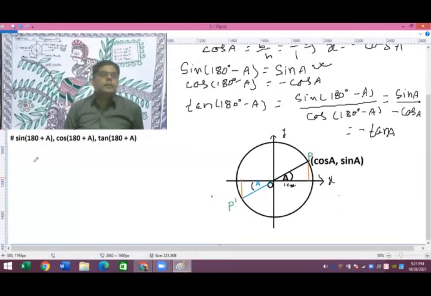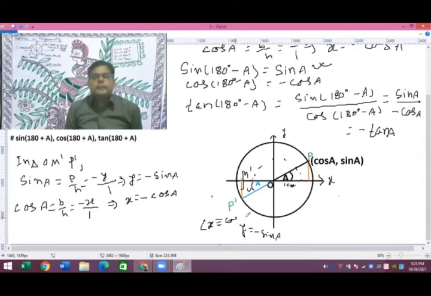And now similarly we can talk about sine 180 degrees plus A, cos 180 degrees plus A, and tan 180 degrees plus A. That means start from here and up to here, this is 180 degrees, and plus A means the surplus angle. That will definitely go to the third quadrant. Here also we check for the x coordinate as well as for the y coordinate of this point. Now let's check what happens here. We will do the similar work that we did over here.